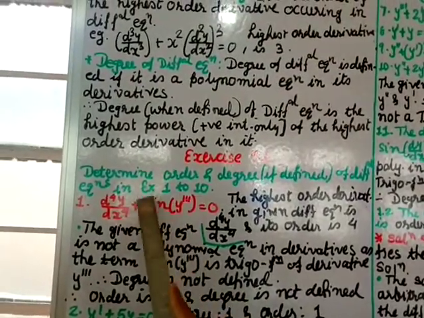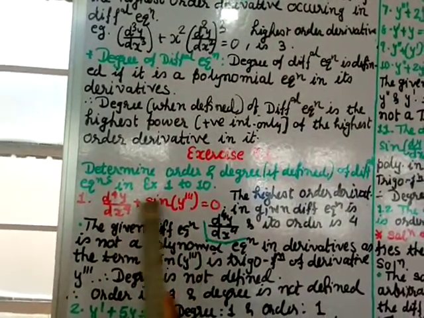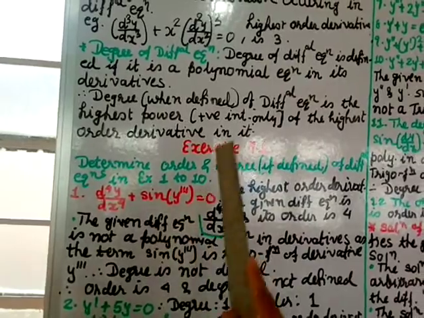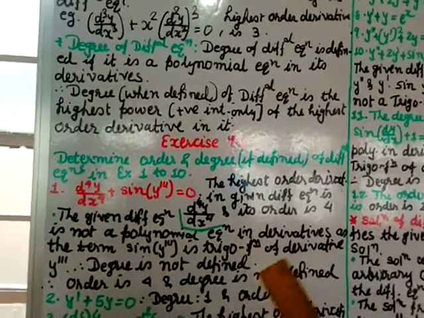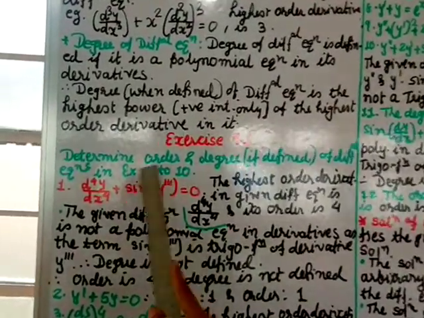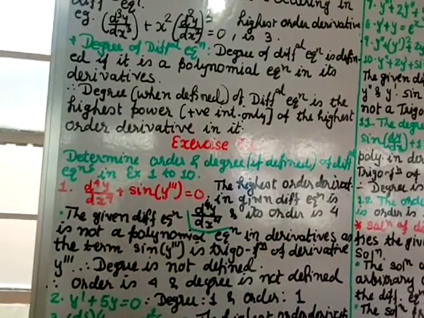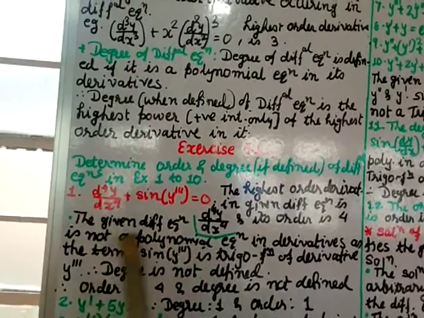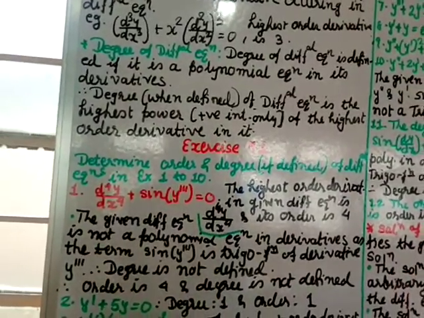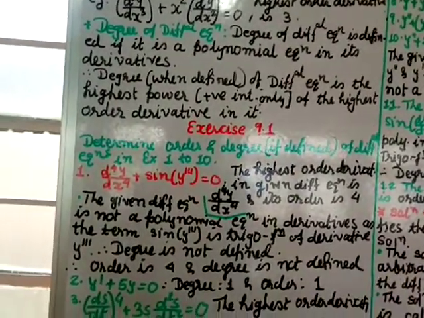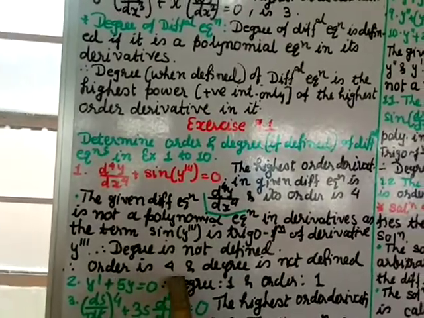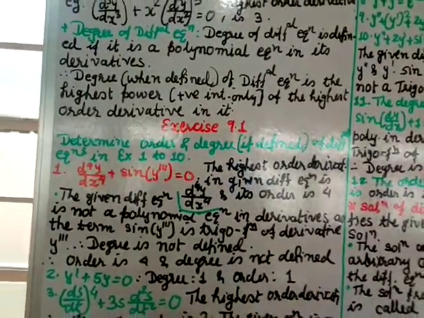See here, when you combine it together with this one, it is not giving you a polynomial equation in derivatives. This is a trigonometric function of the derivative y triple dash. Therefore this given equation has got no degree. Okay, degree is not defined. So order is 4 and degree is not defined.